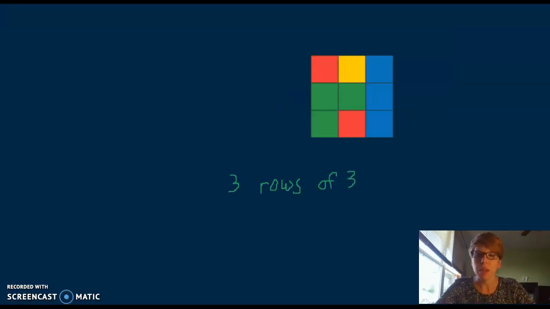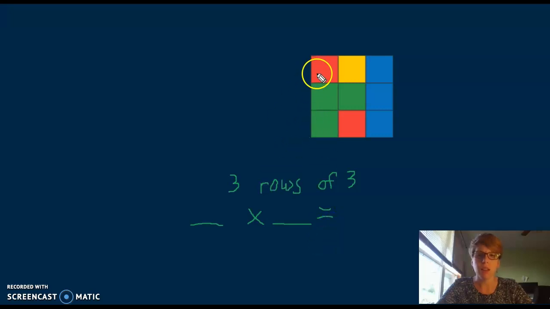Now I'd like for you to make an array that has 3 rows of 3. I've written it down and I've also put it down in front of you. So pause the video and create an array with 3 rows of 3. Alright, we need to make a multiplication sentence again for this array. So what times what equals the answer?